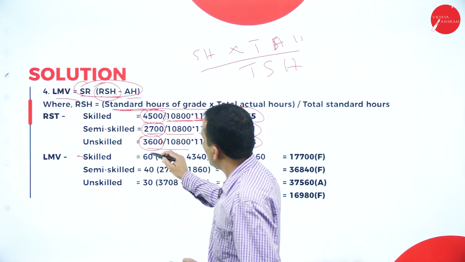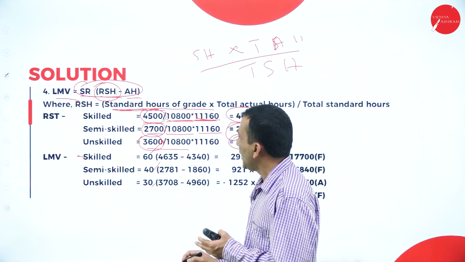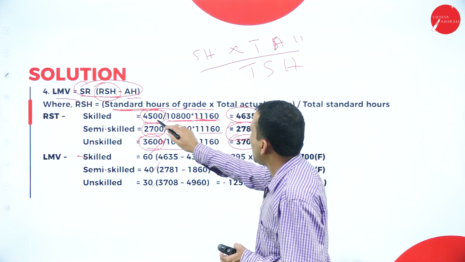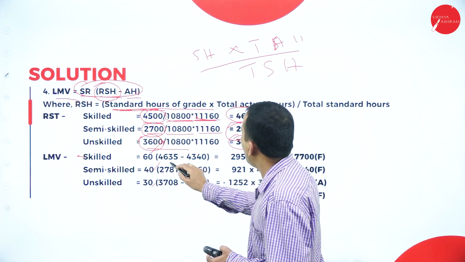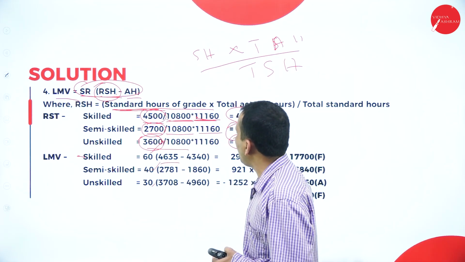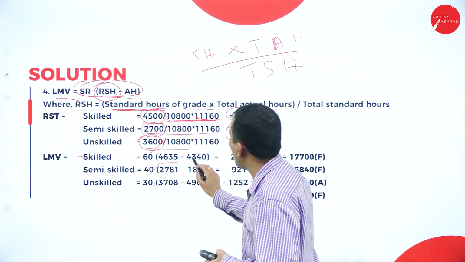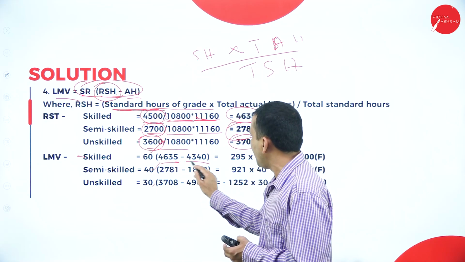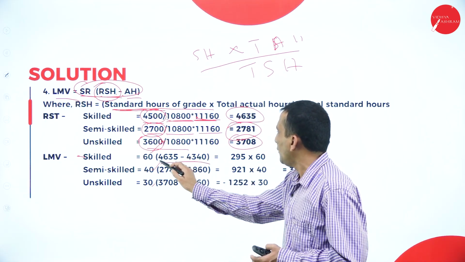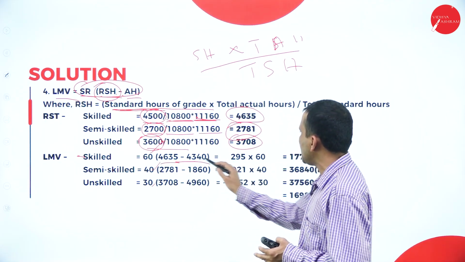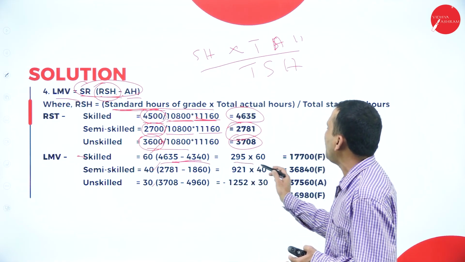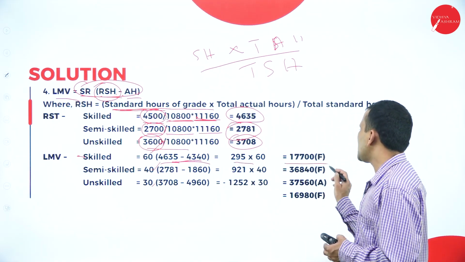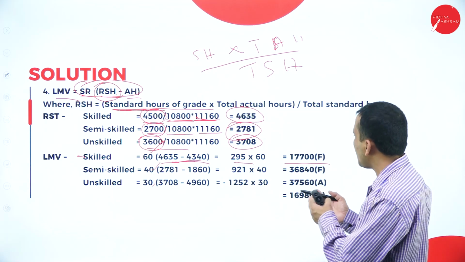Standard rates we know: 60, 40, 30. Just now we calculated the revised hours for skilled, 4,635, minus actual hours, which is calculated in the tabular format. If you subtract, the difference we get is 295, the positive sign is more, into 60, so 17,700, which is a favorable result.